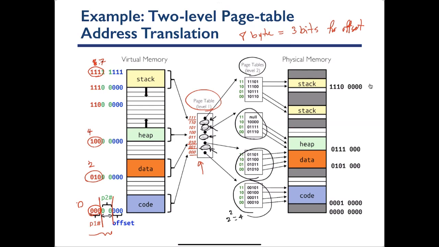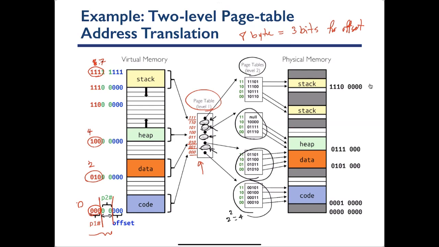So for each translation, I needed to go to memory once to translate. Now with this one, I need to go to memory twice. So I have to first go to page table level 1 to read that. And after I read that, then I have to go to page table level 2 for a second read. And then I have my physical memory translation.